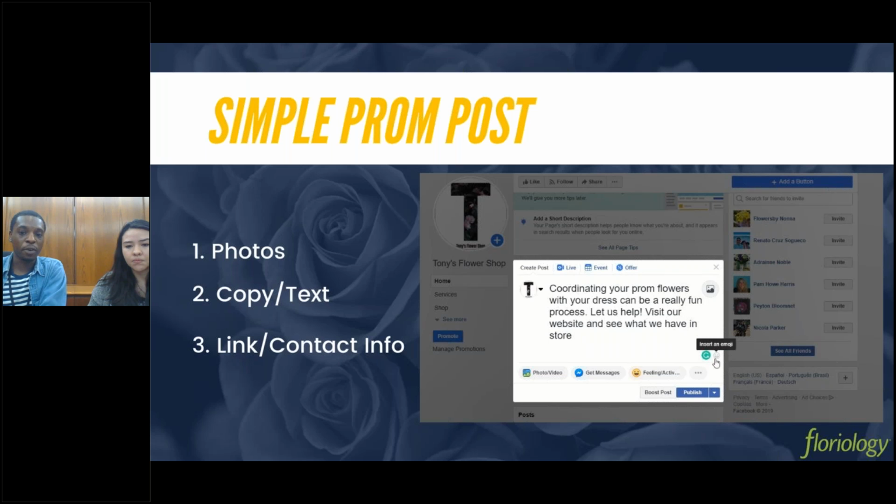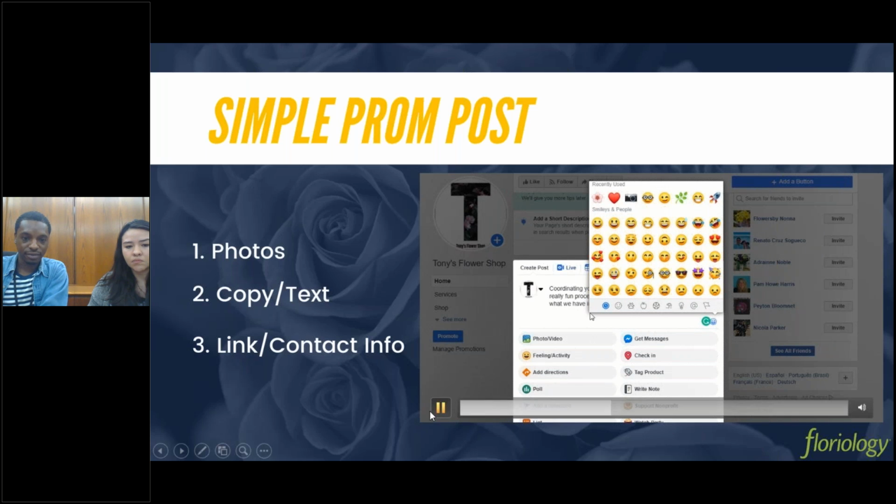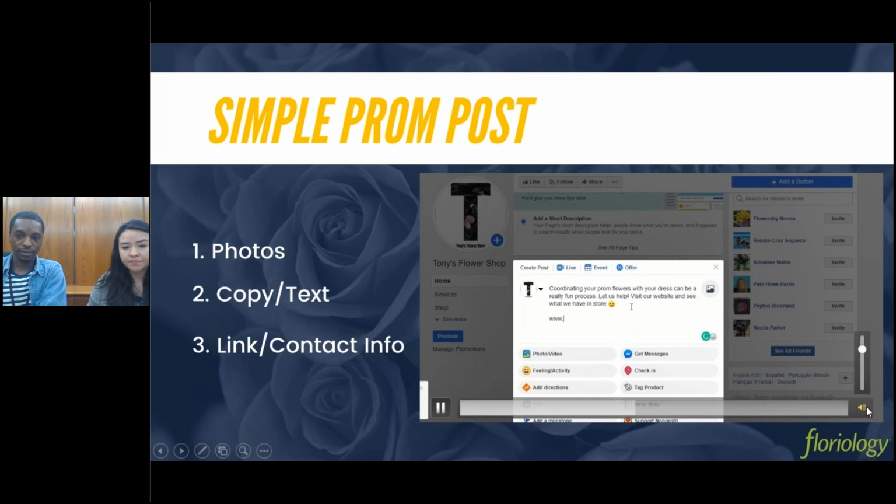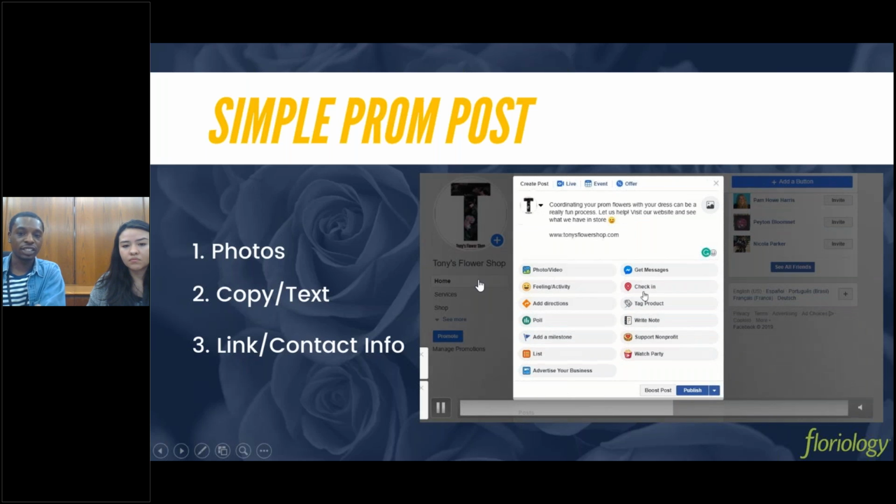So in this post, we have coordinating your prom flowers. Coordinate your prom flowers with your dress can be a really fun process. Let us help. Visit our website and see what we have in store. So your ultimate goal is to bring people to your shop any way possible, to your shop or to your website. And then at the end, you see that we have the call to action, see what we have in store, and then we have the link.